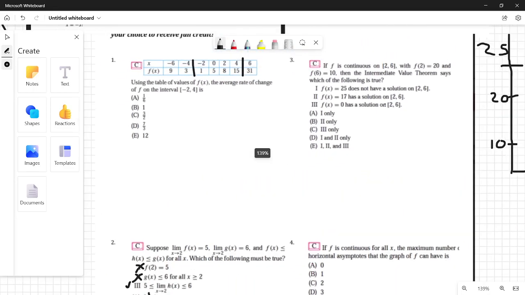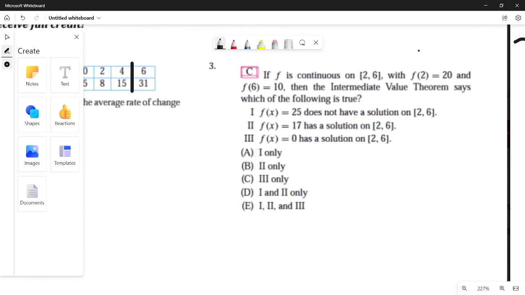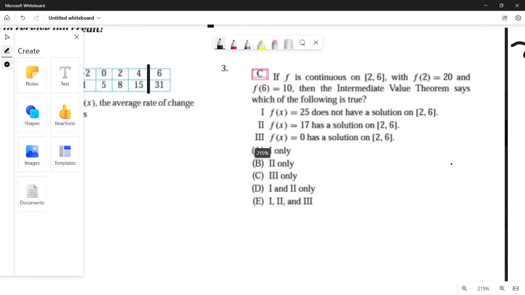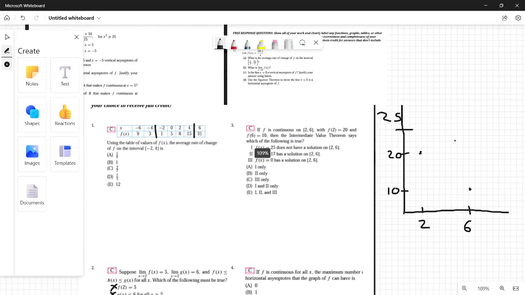All right. It's an intermediate value theorem problem. I drew a quick graph, which I haven't filled in. Yeah, it's just on the side.